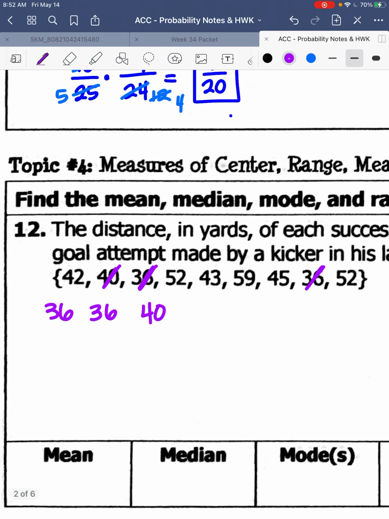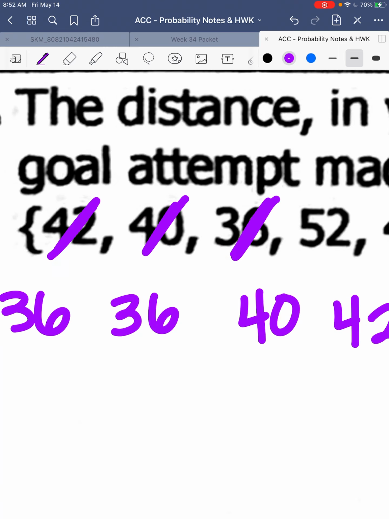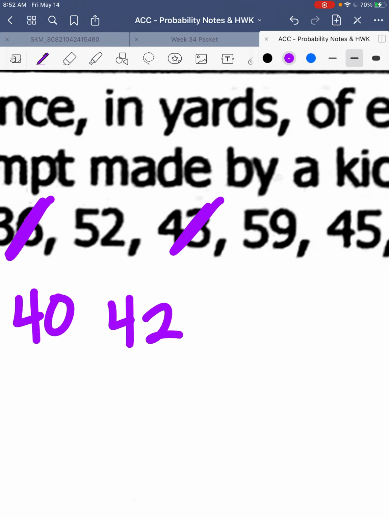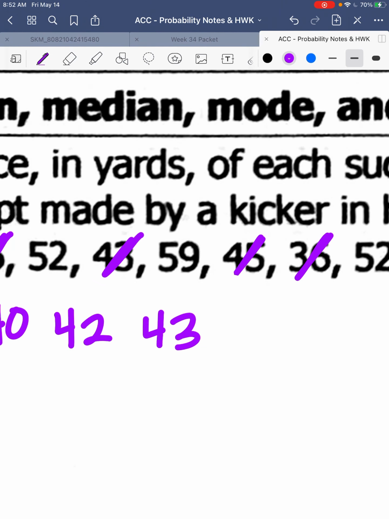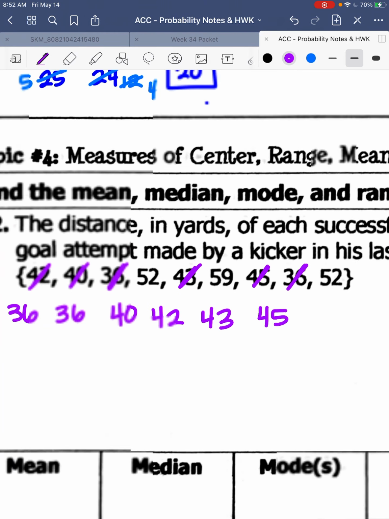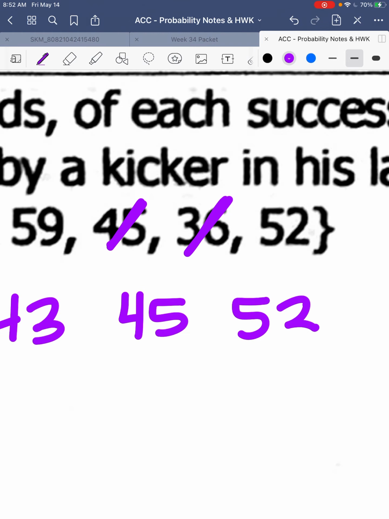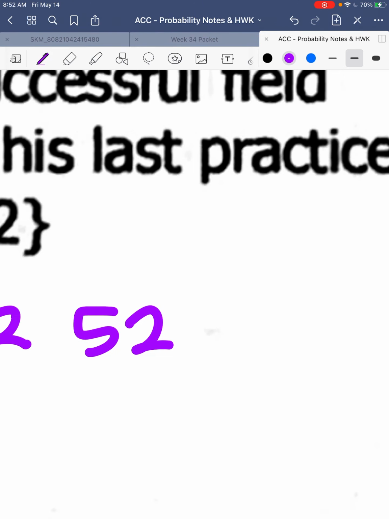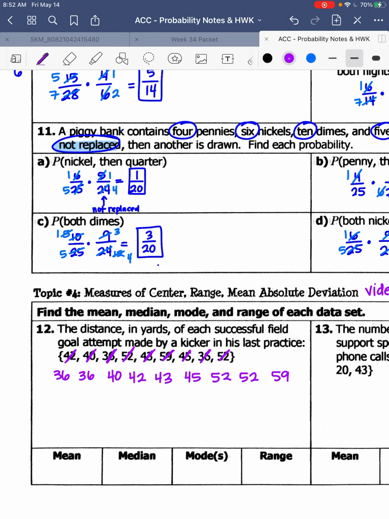Okay, then I see a 42. I see a 43. The next smallest number I see is 45. And then the last numbers are both 52. And then I've got 59. Okay. So I've got my data in order here. So now I'm ready to find my mean, median, mode, and range.